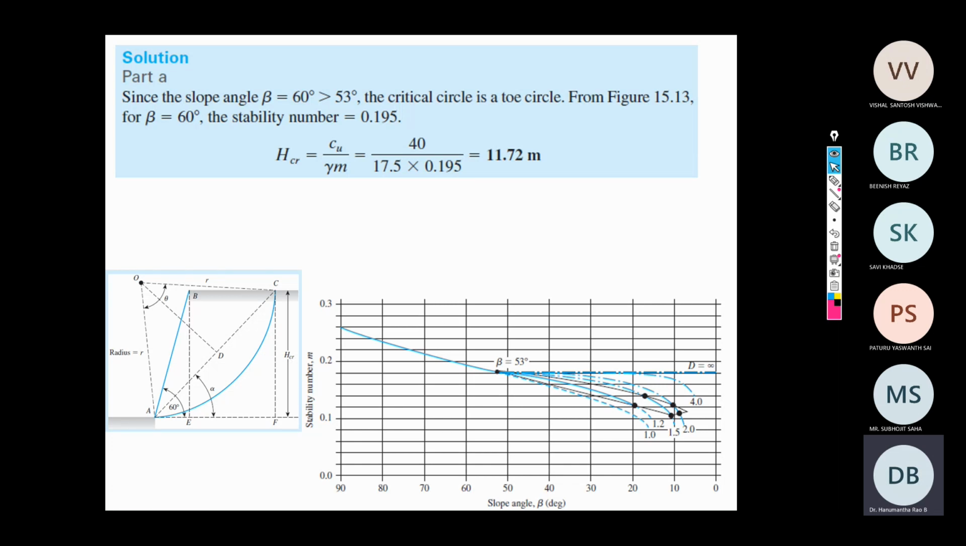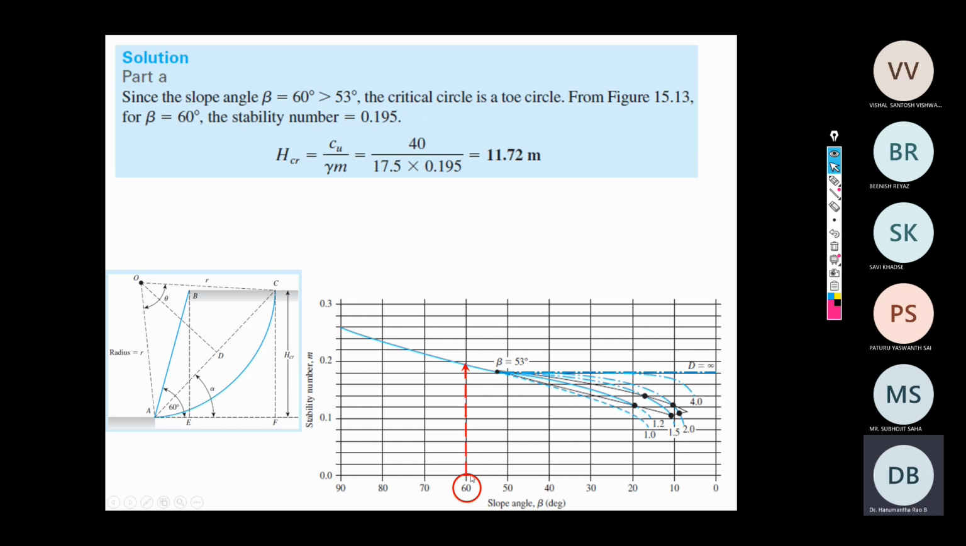Now, as per Taylor's theory, if beta, that is the slope angle, is greater than 53, the failure is always a toe circle failure. If it is less than this, it could be slope failure, toe failure or base failure, depending upon the value of d. In our case, beta has been given as 60, which is greater than 53. Therefore, we can conclude that the critical circle is a toe circle. So there was no question of any other thing to be discussed. Now, how to pick up the value of the stability number m, as you know, the value of beta given is 60.